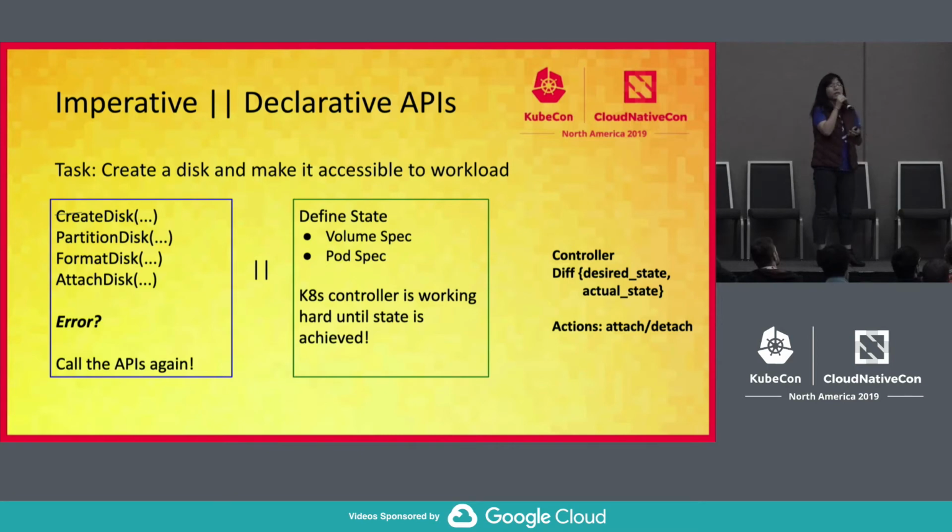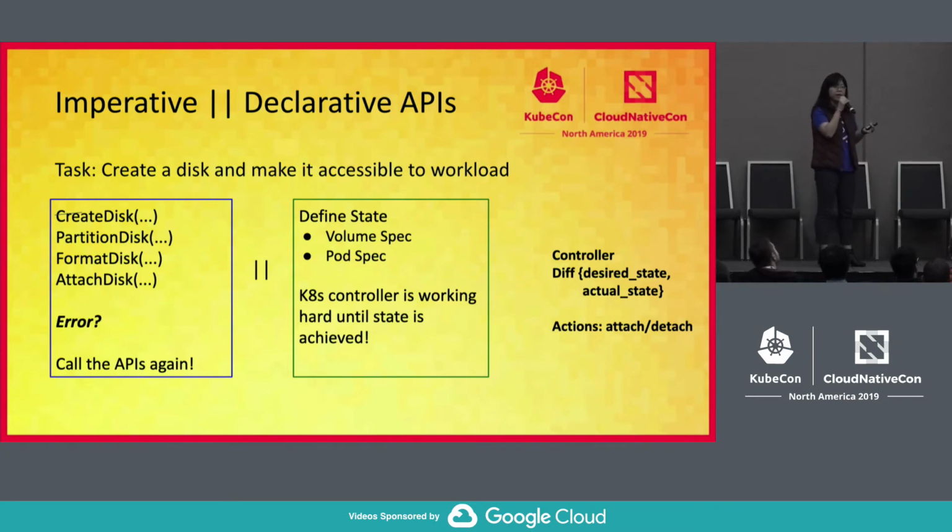So for example, if you need a volume available, you just define a volume spec. Describe what kind of volume you need, what the size of the volume is, and what file system you want. And the system, the controller, will figure out what to do and make it available. And if your pod needs to use that volume, then you define your pod spec, which has a reference to your volume object. Again, the controller will just figure out what to do. What you defined in your API objects describes the desired state of your system.